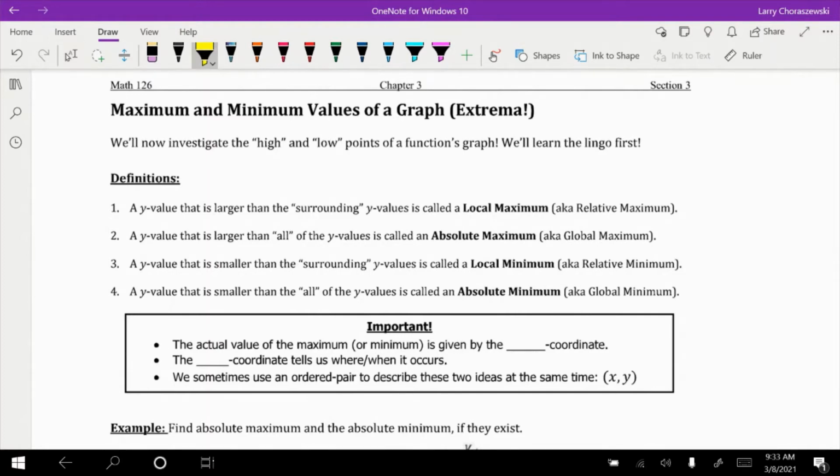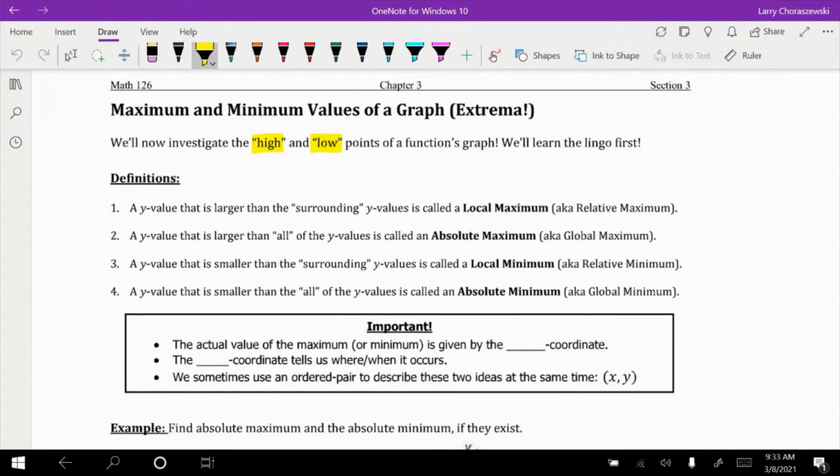And, in plain old English, when we're trying to look at these values of a graph, we can identify them by looking at the high points and the low points of a graph. So we know by now that a graph can look like a variety of things. A lot of our graphs have like these hills and valleys to them. The graph kind of wiggles a little bit.